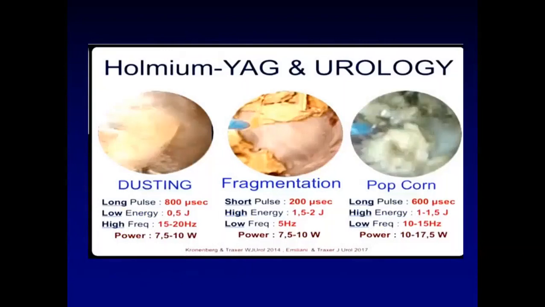These are the settings of dusting, fragmentation, and popcorn effect. Popcorn effect is a non-touch technique. You don't touch the stone. Long pulse, low energy, high frequency will make the stone dust. Fragmentation is short pulse, high energy, low frequency. Over here the watts are 7.5 to 10, and over here 10 to 17.5. People are going towards 17.5 as well. So in popcorn effect there is long pulse, high energy, low frequency.